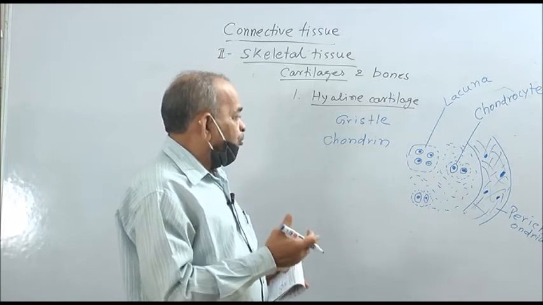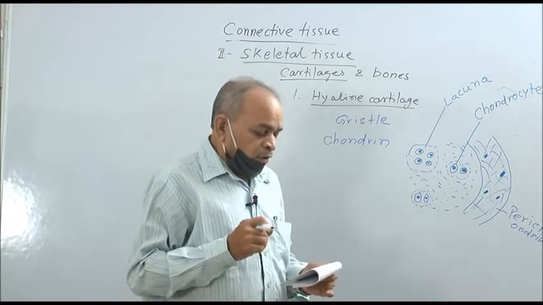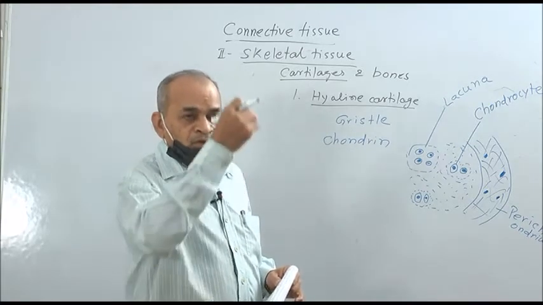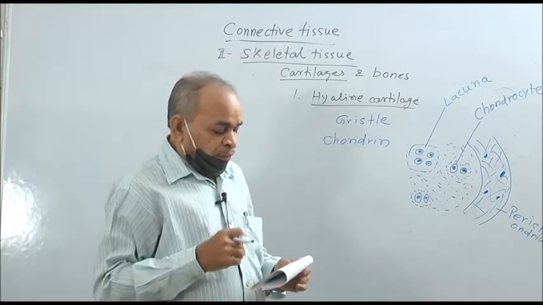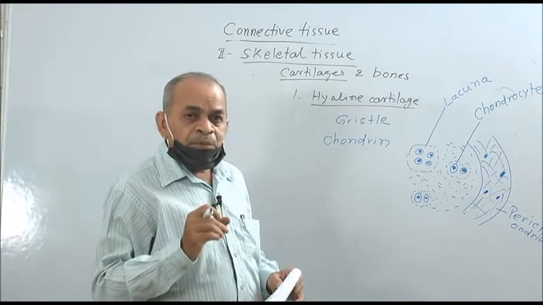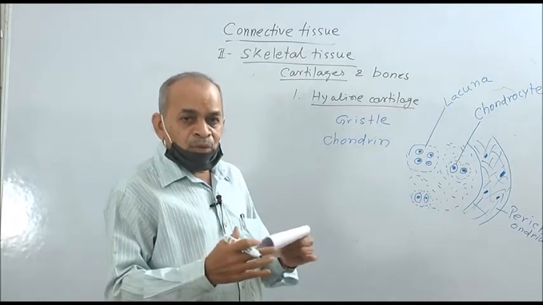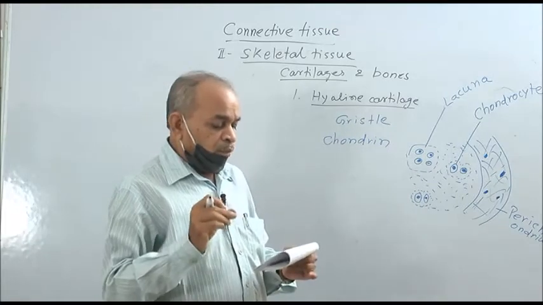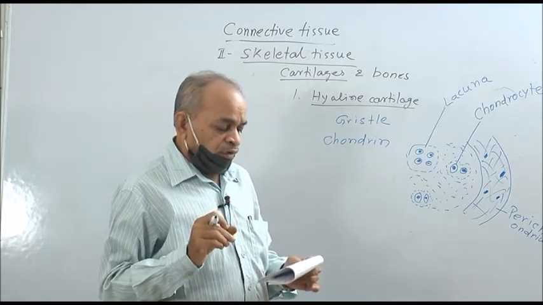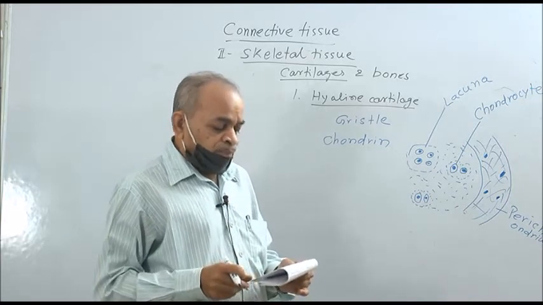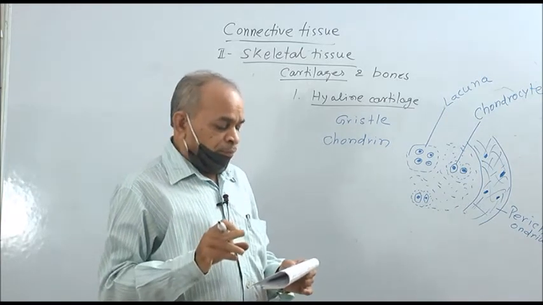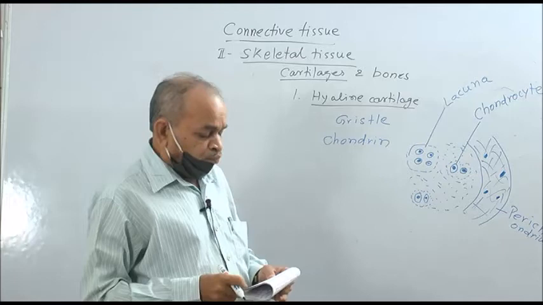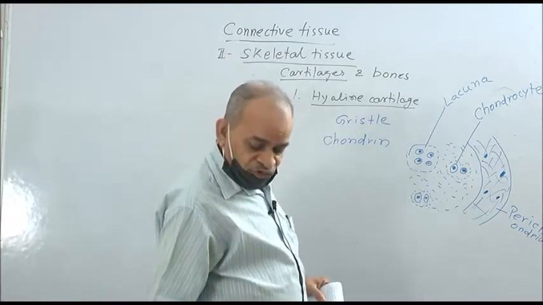Then let us see where it is present. It occurs in the larynx and trachea. Larynx, the sound box, and the trachea, the windpipe. It also occurs in the limb bone joints, which reduces the friction between two articular surfaces. So friction is reduced. Then number 2, elastic cartilage.